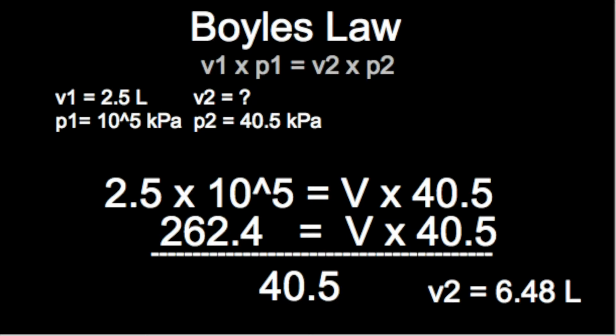You would need to set them up, which would be 2.5 times 10^5 equals V times 40.5. If you multiply 2.5 times 10^5, you get 262.4 equals V times 40.5. You need to divide by 40.5 to get your variable alone, and V2 would equal 6.48 liters, and that is an example of Boyle's Law. See, that wasn't that difficult, was it?